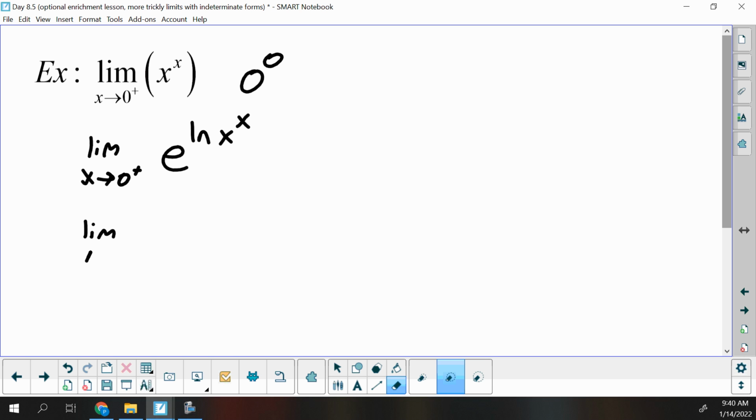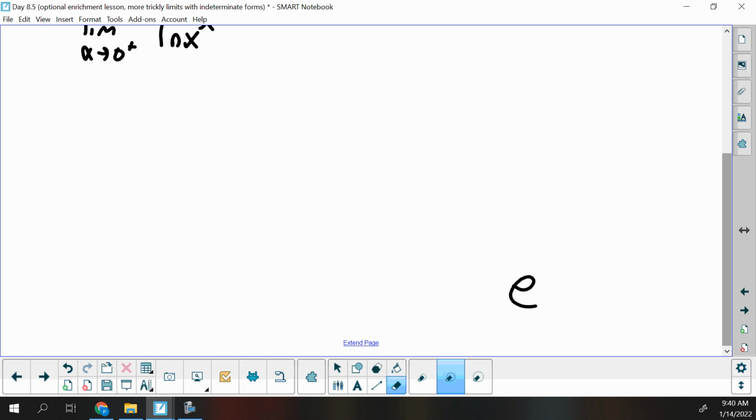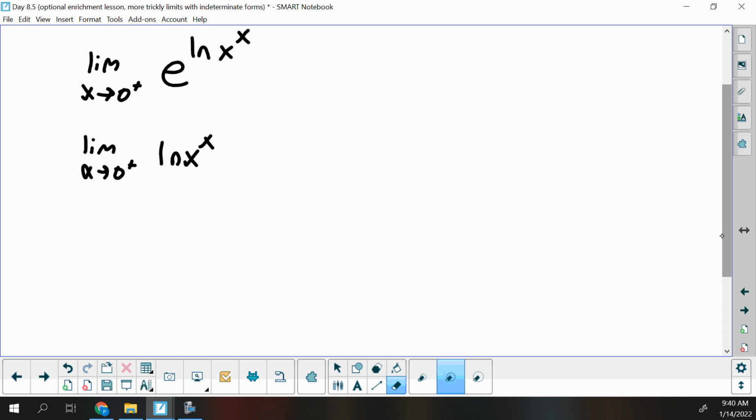And then we're going to do the limit of just our exponent. And I'm going to write off to the side to remember to do e raised to something for our answer. We'll swing our x out front again using our log laws.